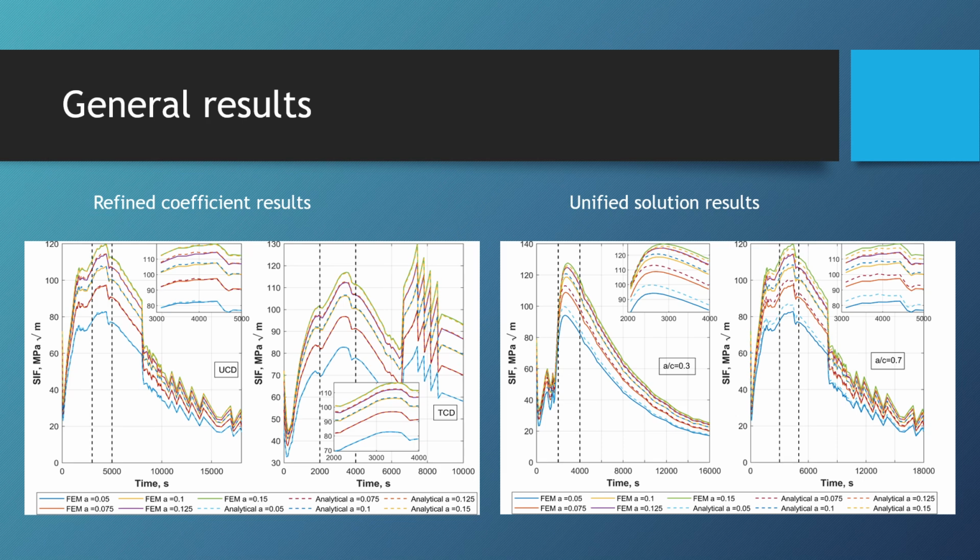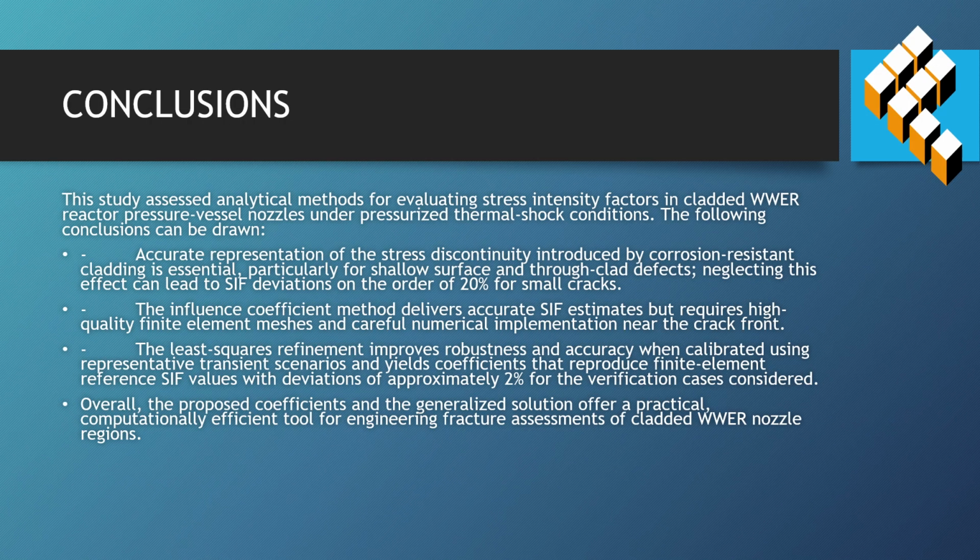On the right part of the slide, the unified solution is presented. While there is a small deviation for different crack depths, the error for both aspect ratios 0.3 and 0.7 remains stable throughout the process. In conclusion, the proposed coefficient and the general solution offer a practical, computationally efficient tool for engineering fracture assessment of the cladded WWER nozzle area.